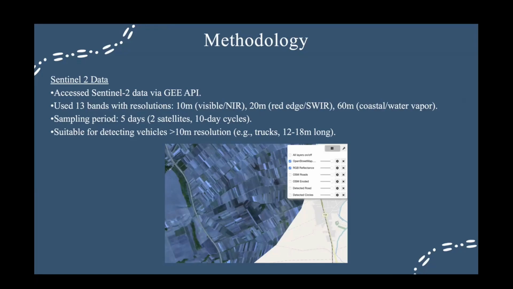A very important thing for the Sentinel-2 data is its sampling period. So we have 2 satellites.